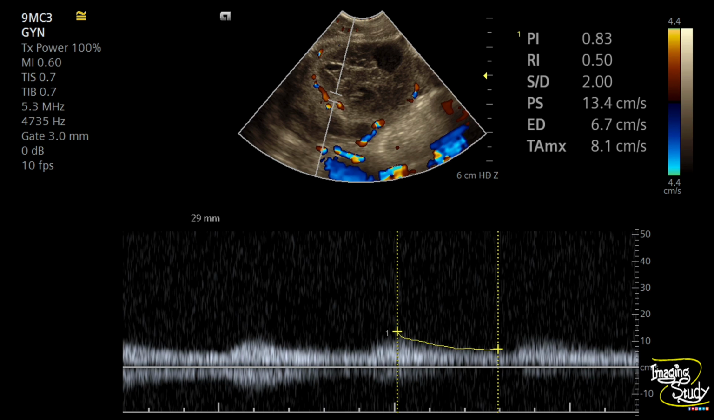As with other lesions, we have checked the spectral Doppler here. The most nearby artery shows moderate resistant wave pattern. The resistive index is around 0.5 and this wave pattern without presence of early diastolic notch indicates that this vessel is possibly originated from the ovarian artery.